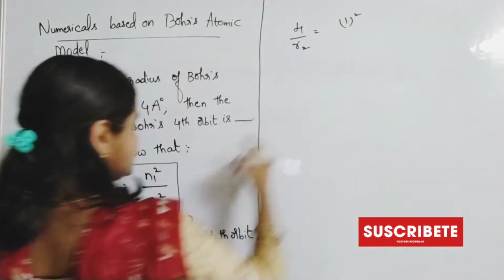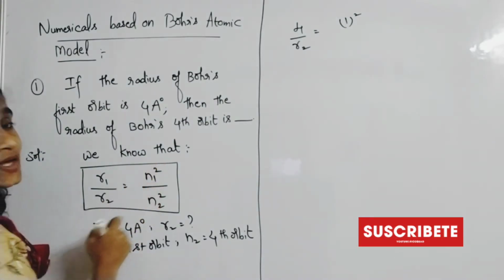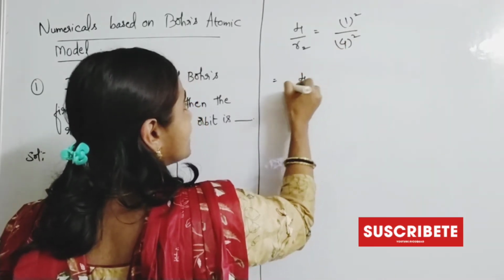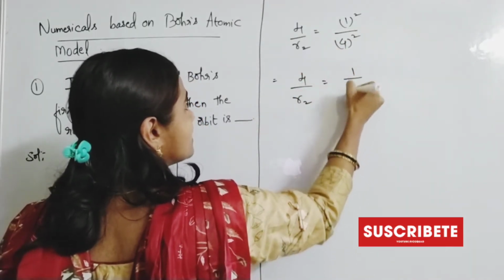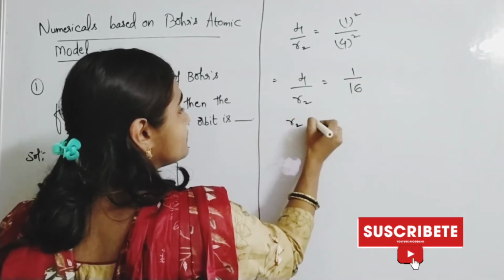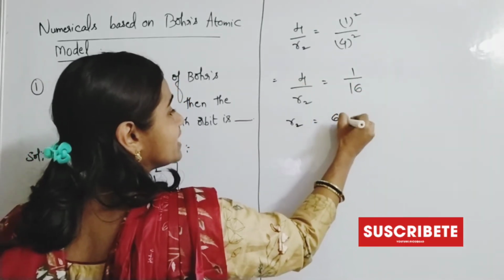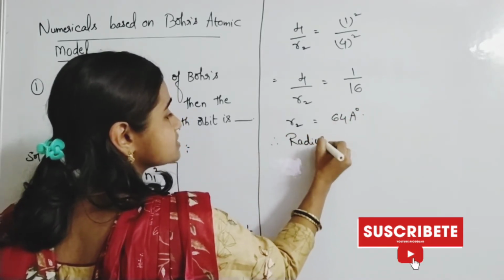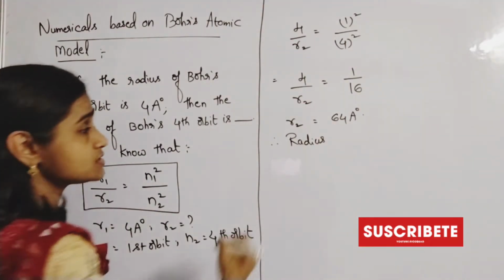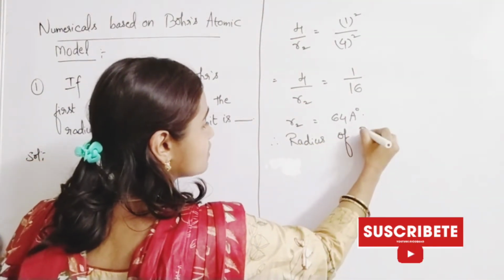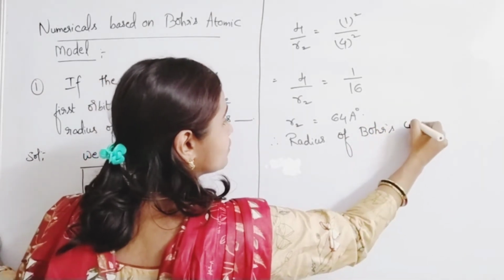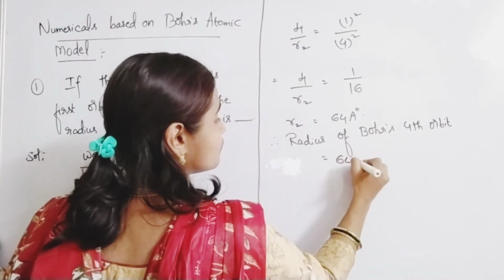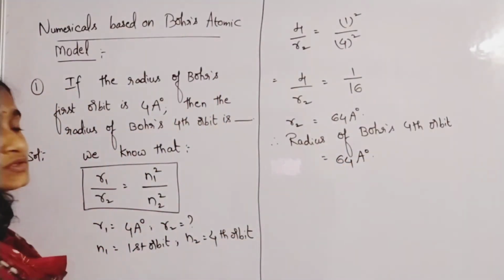Now n1 is 1, so 1 square by 4 square, which is equal to 4 by r2 is equal to 1 by 16. So r2, if you cross multiply, you will be getting 64 angstroms. Therefore, the radius of Bohr's fourth orbit is 64 angstroms. So that is your answer.